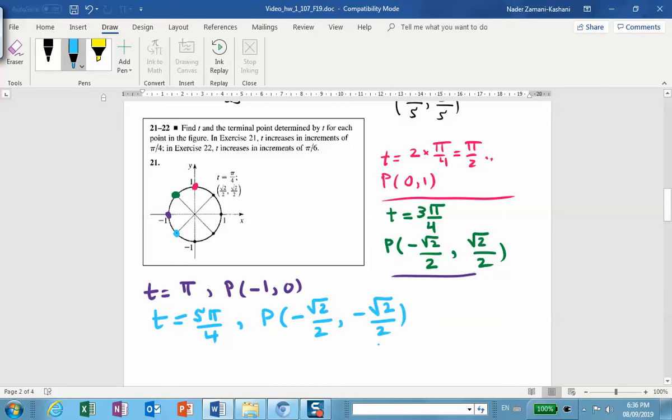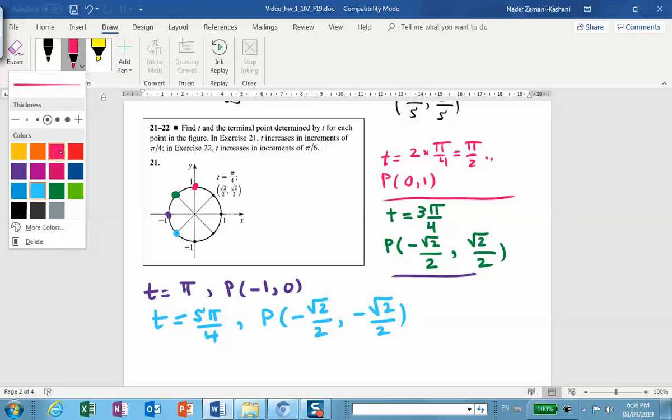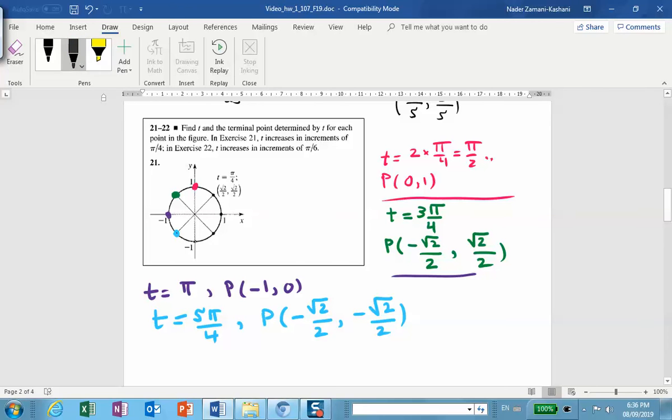Okay, let's try another one. Let me try this black point over here. Okay, the value of t is obviously pi plus pi over 2, so that's 3 pi over 2. And the coordinates of the terminal point is x is 0 and y is minus 1.